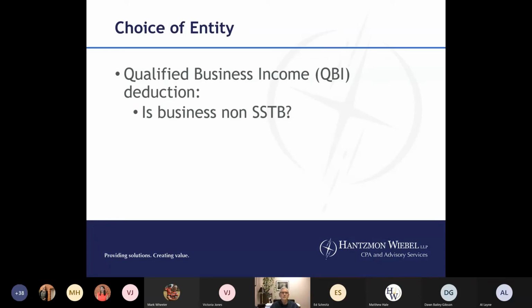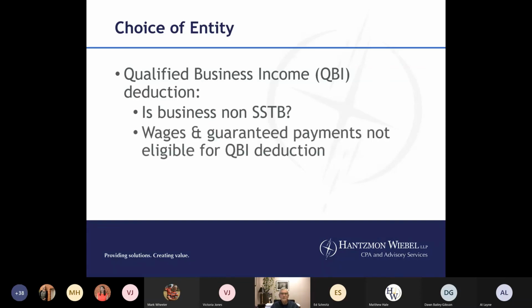And of course, remember that the QBI was put in to try to level the playing field a little bit between S corps, partnerships, and pass-through entities after they lowered the C Corp tax rate from 35 to 21 while leaving the individual rate at 35. So in effect, the QBI brings the top individual rate down to 29.6. But again, you have to look and see what type of business this is, and whether QBI is going to be a factor in that. Remember that wages and guaranteed payments are not eligible for the QBI deduction.